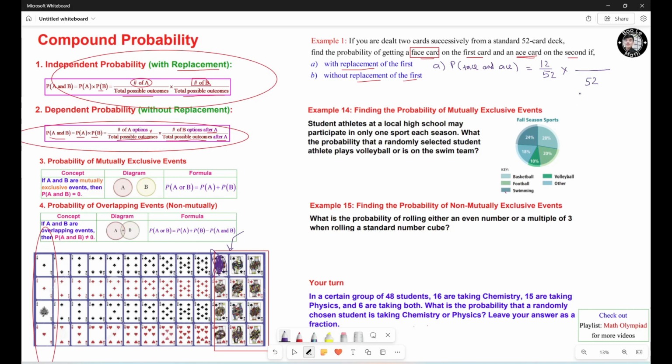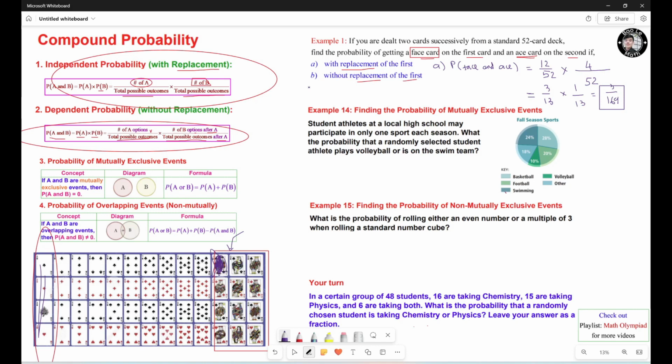Now, I need to pick an ace card. So I have 4 aces, so it's 4 over 52. Now I need to simplify. 12 over 52, divide the top and bottom by 4, is 3 over 13. Times 4 over 52, divide the top and bottom by 4, is 1 over 13. And when you multiply, it's 3 over 169. And this is the answer for question A.